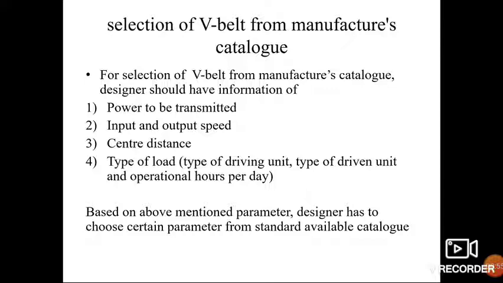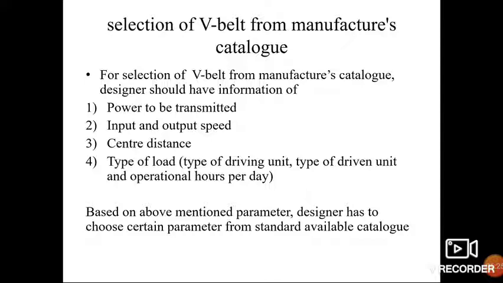Then the second thing is the input speed, that is, whatever the input shaft is, how much speed it is running with. The next thing is the output speed: at the output, whatever the shaft is there, what will be its speed. So that is input speed and output speed. Then the center distance should be known to you, that is, how far apart those two shafts are and over which we have to transmit the power, so the belt length will be decided based on that.